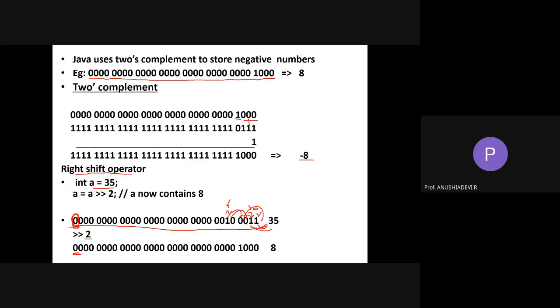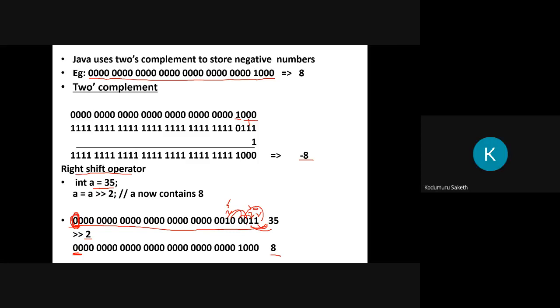How are those last two spaces filled? In the most significant bit we have 0, so the empty spaces are filled with that most significant bit. Got it? So finally what will I get? I will get 8. Understood?